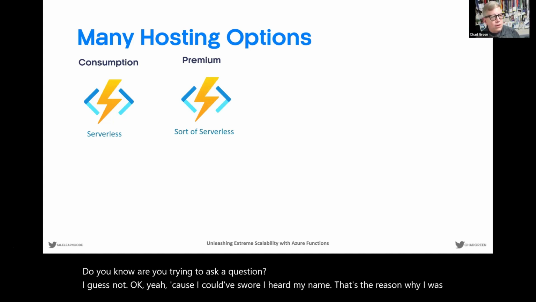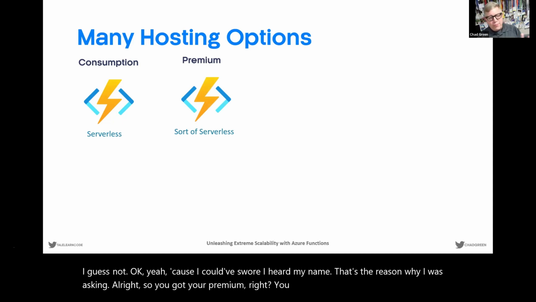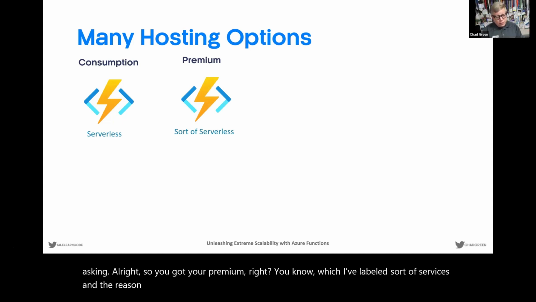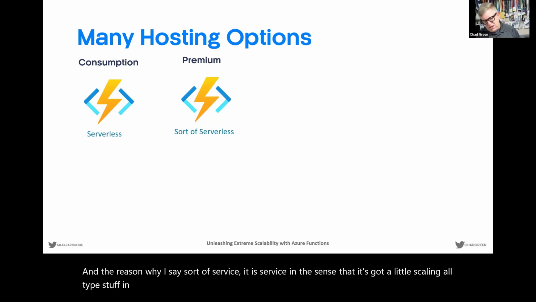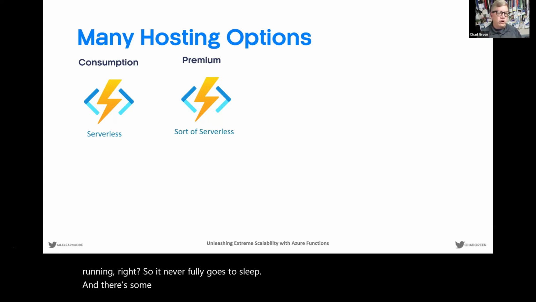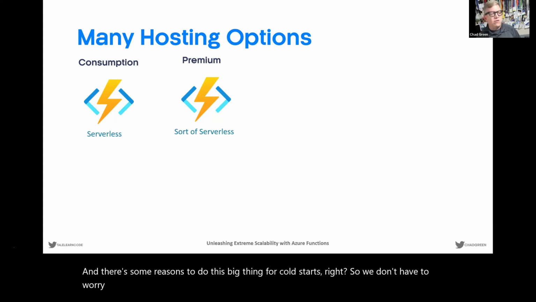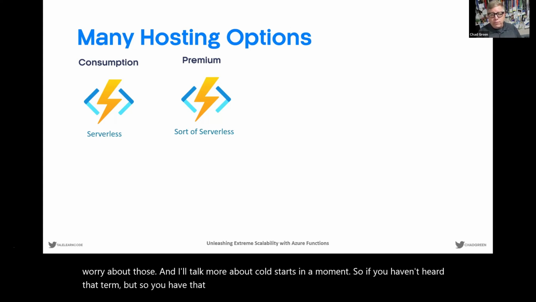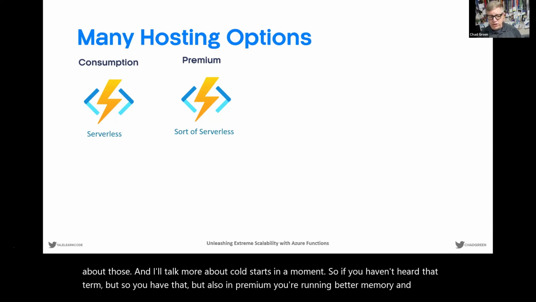But all right. So you've got your premium plan, which I've labeled sort of serverless. The reason why I say sort of serverless is that it is serverless in the sense that it's got all the scaling and all that type of stuff. One of the big differences here is that in premium, it scales down to one. It's the idea that you will always have at least one instance running, so it never fully goes to sleep. And there's some reasons to do this. It's a big thing for cold starts, so we don't have to worry about those. And I'll talk more about cold starts in a moment, if you haven't heard that term. But also on premium, you're running better memory and better CPUs and that type of thing. Hence the name premium.